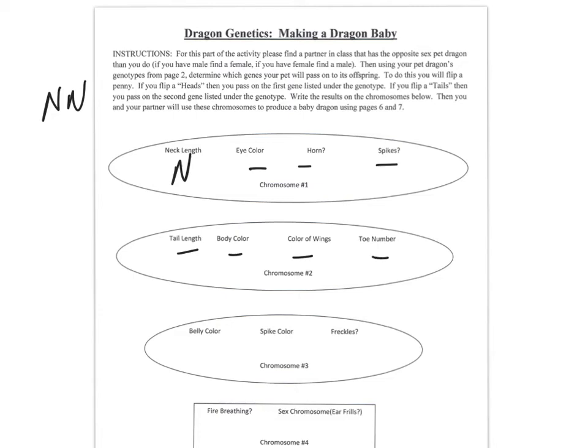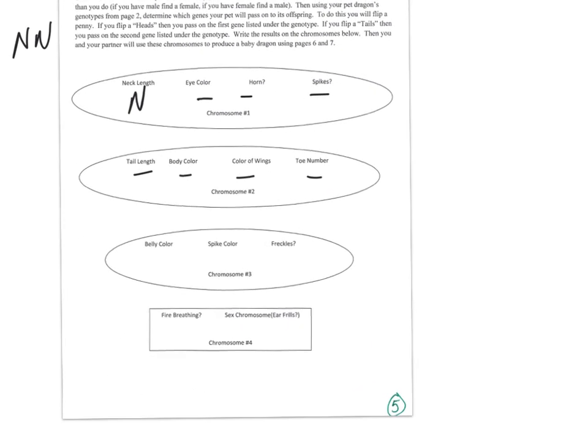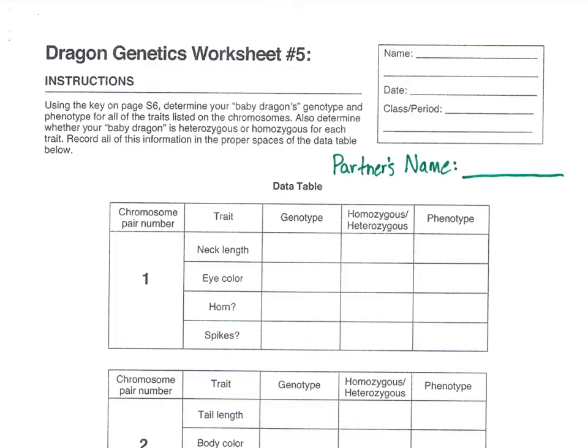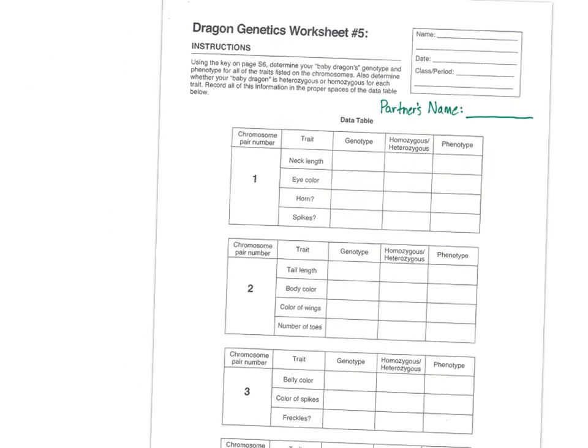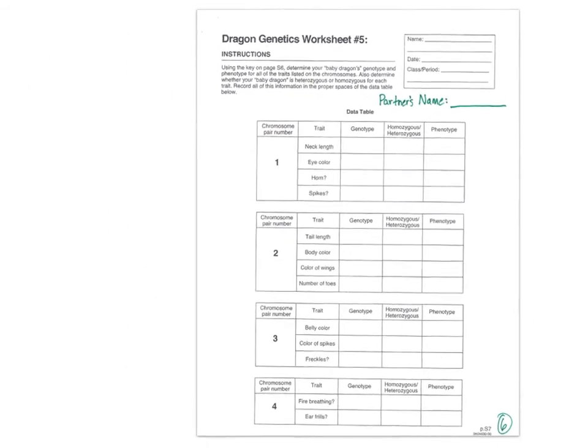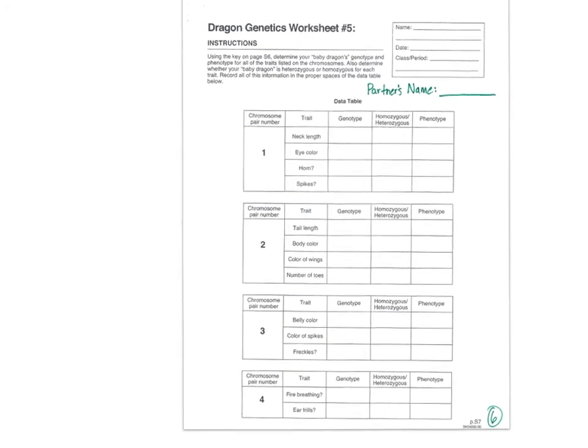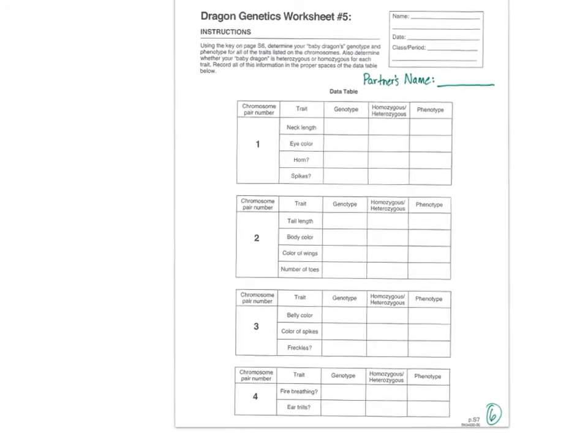Once you've done each of those genes, of course, you have your X and your Y down here, right? Chromosome number 4 is X and Y. So you decide which one of these two you're giving. Again, how are you going to decide? You're flipping a coin. So now here we're going to decide what the baby dragon's genotype and phenotype is.